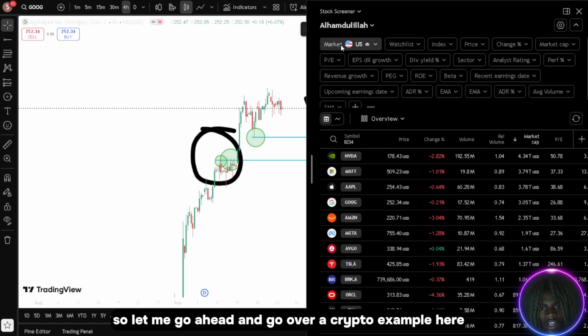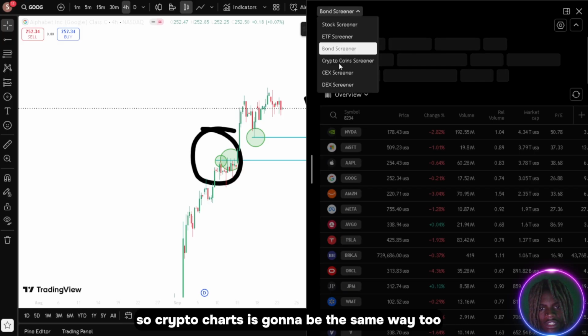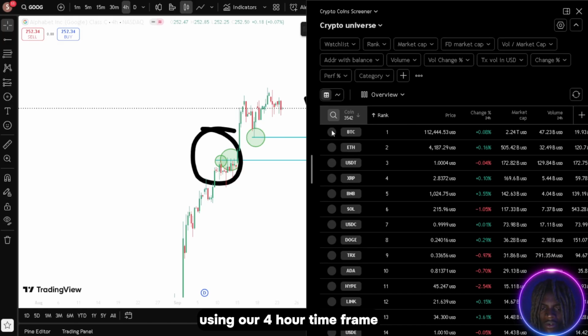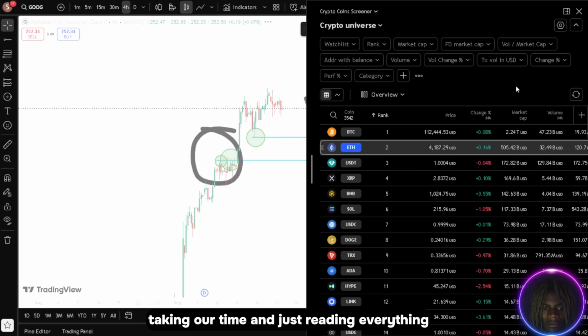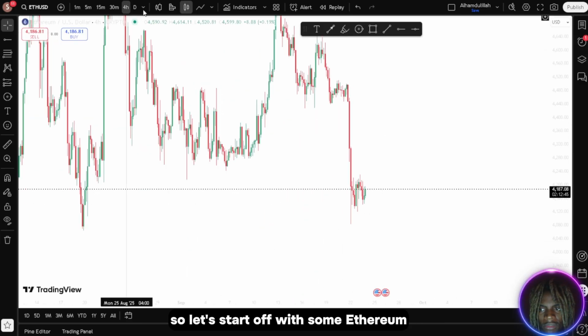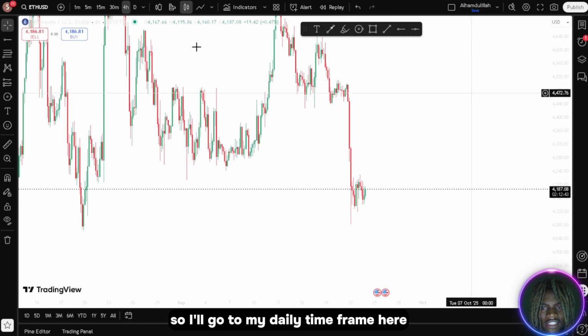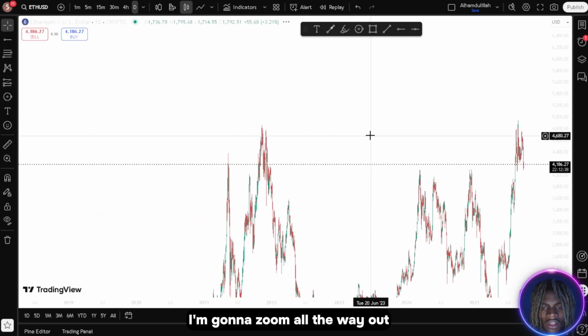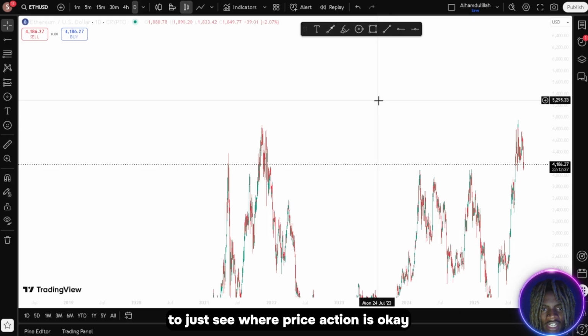So let me go over a crypto example here. Crypto charts are going to be the same way too. Just using our daily time frame, using our 4-hour time frame, taking our time and reading everything. So let's start off with some Ethereum. I'll go to my daily time frame here. I'm going to zoom all the way out. I love to zoom all the way out to just see where price action is.